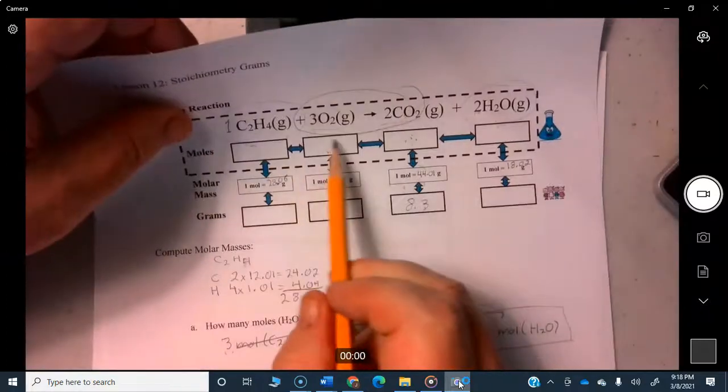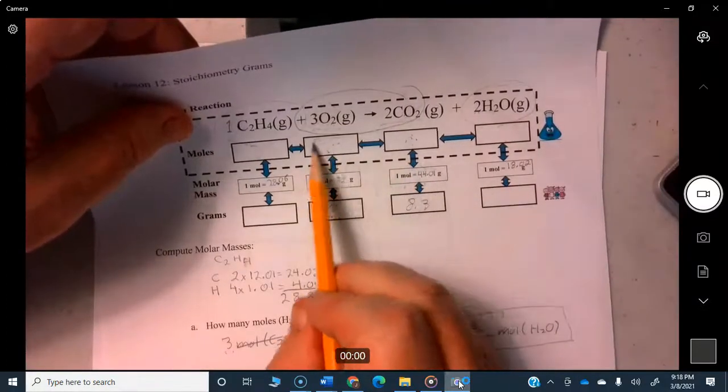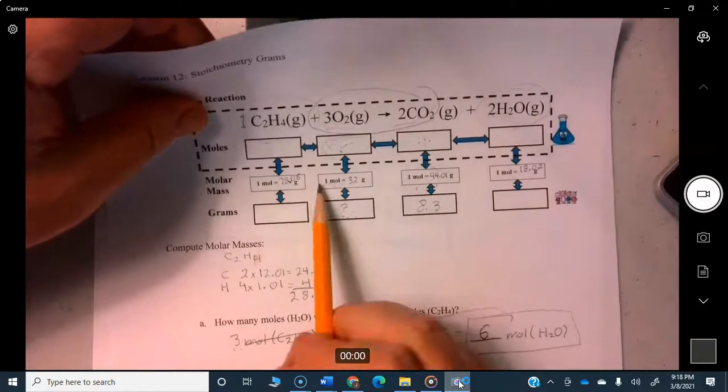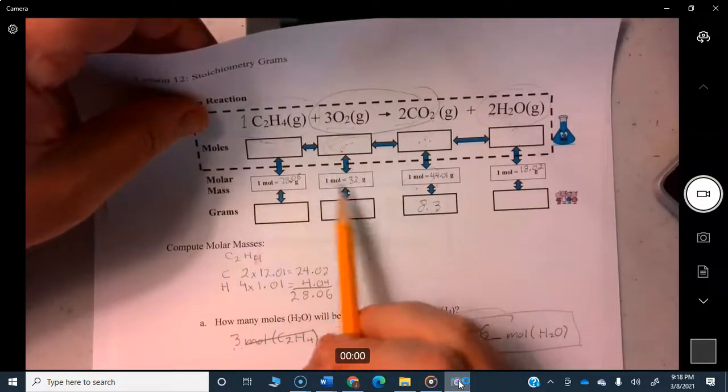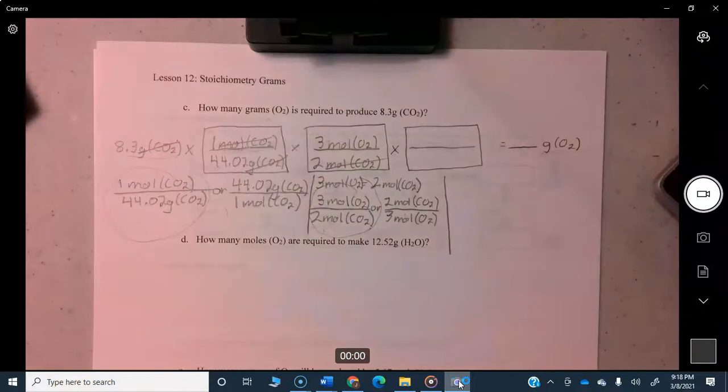So now we're sitting in this box right here. We just moved from there to there. Now we're here. We need to get out here. So our conversion is going to be the molar mass for oxygen. 1 mole equals 32 grams.